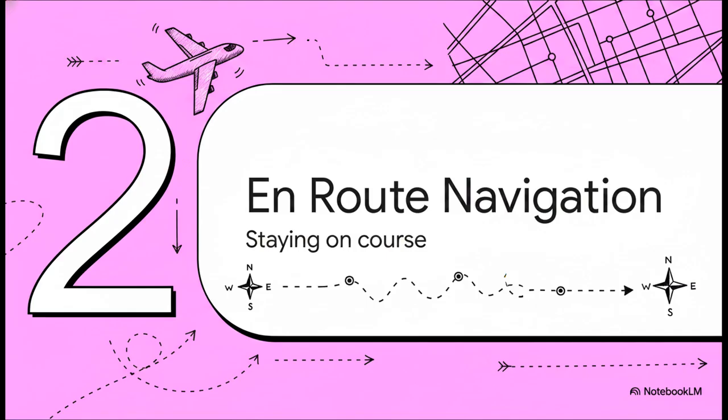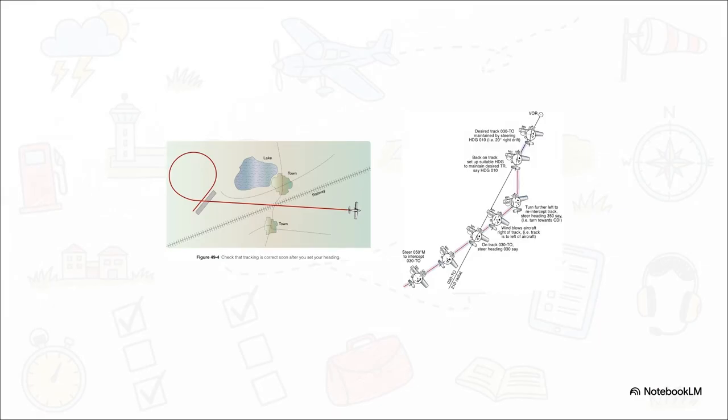Moving right along to part two, en route navigation strategies. We are at cruise altitude, everything is stable, so how do we make sure we stay exactly on that line? This visual beautifully illustrates your two primary navigation tool sets. Over on the left, we've got pilotage. That's flying by looking outside at visual references like lakes, towns, and train tracks to confirm your path. On the right side, that's contrasted with instrument tracking, where you're flying an intercept heading to catch a radial, like from a VOTAC, until that needle centers up.